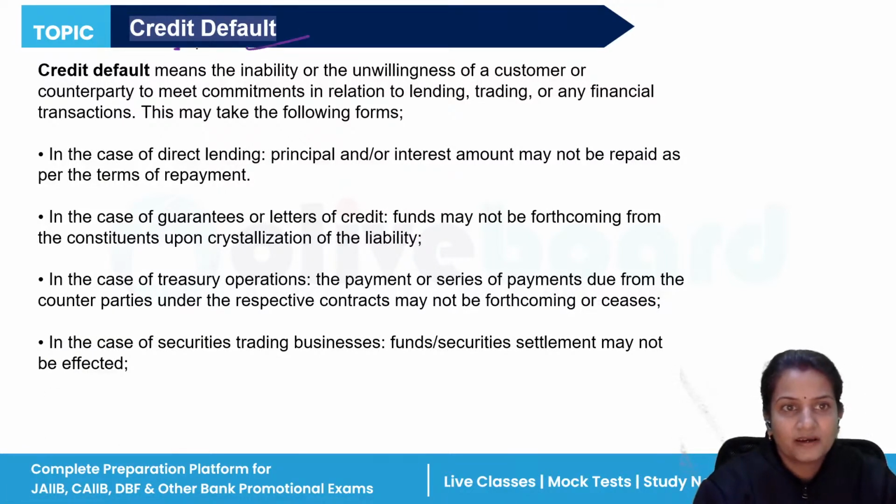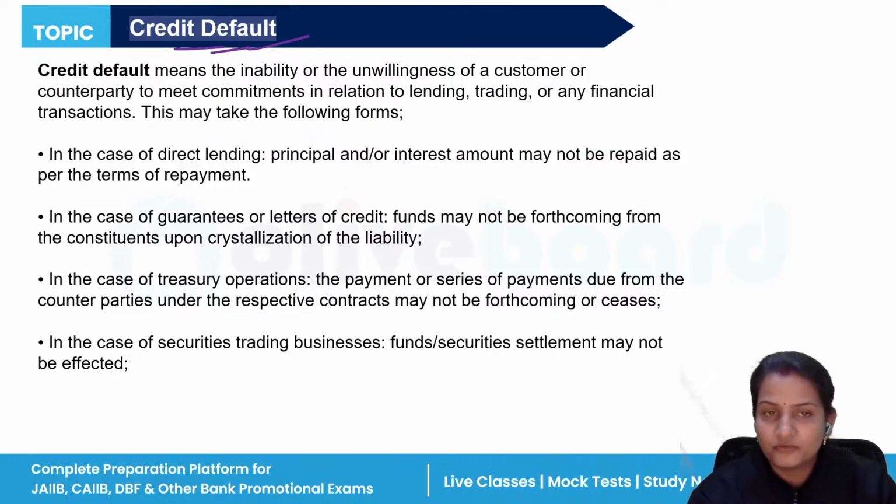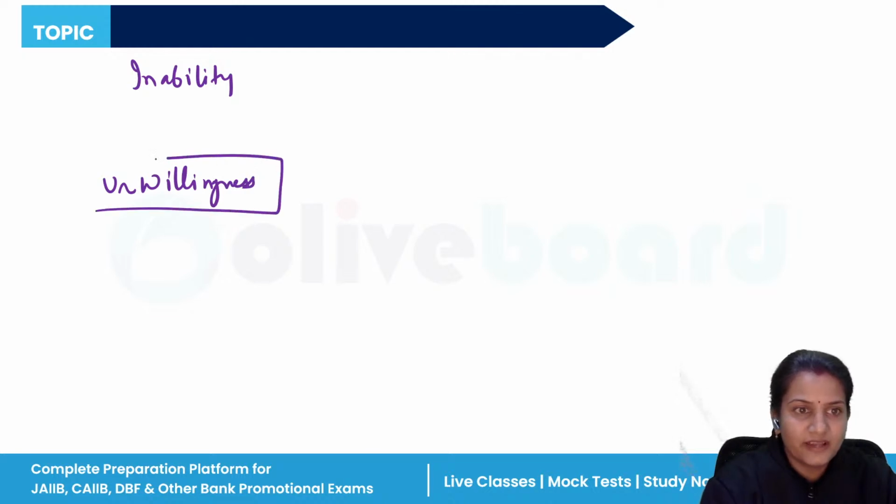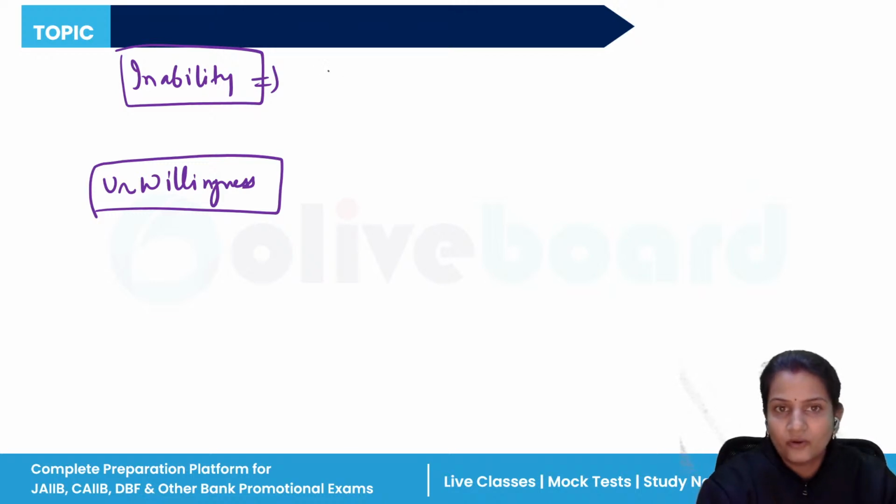The first topic is credit default. Credit default means what? It is comprised of two words. One is the inability, and the next is unwillingness. Now, what is inability and what is unwillingness? Inability means you are not in a position to repay the loan which you have taken from the bank, or borrowed from any financial institution. You are not able to repay that money.